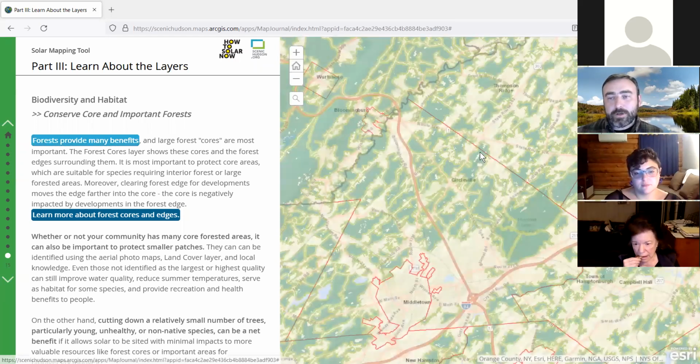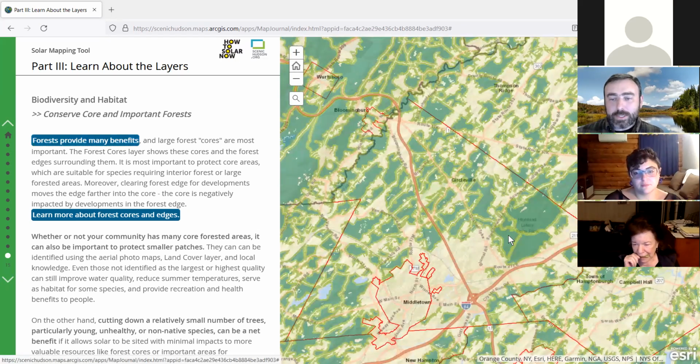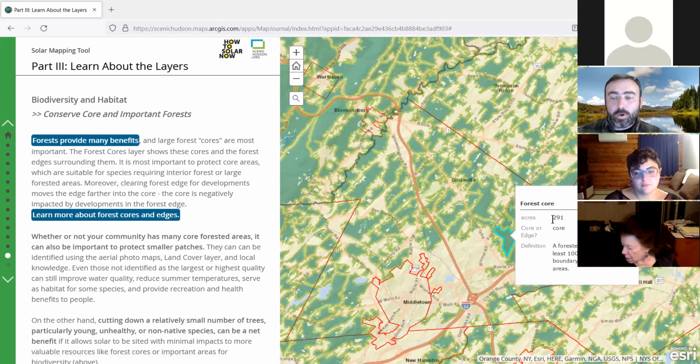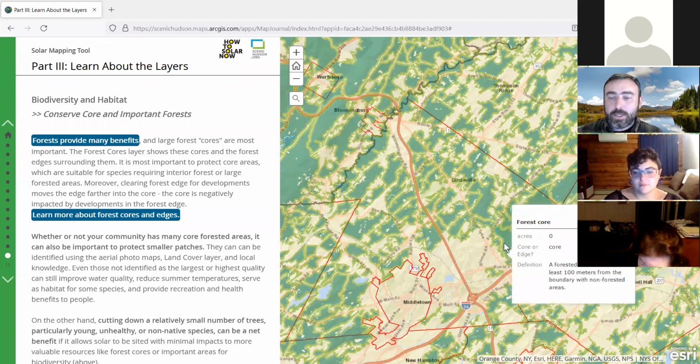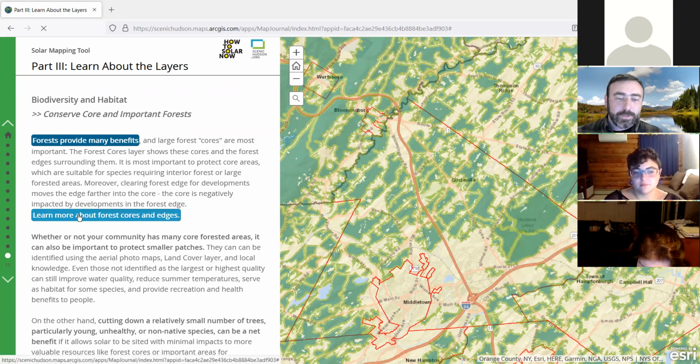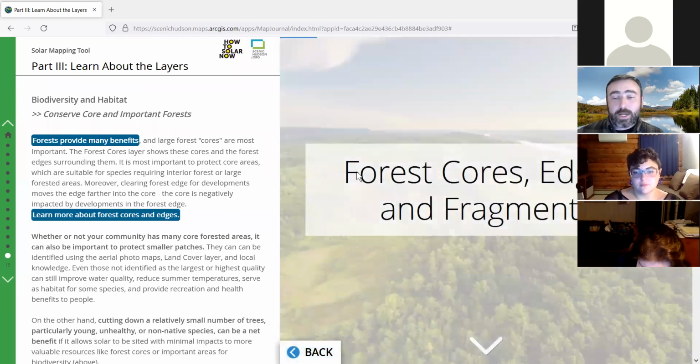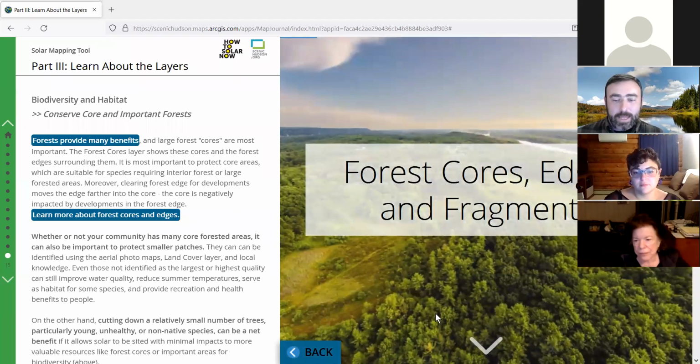And so the map we have here is showing our forest cores and edges. And if I click on a core, I'm going to get its acreage and then a little sort of quick reminder about what a core is versus an edge. And we also have an info dive that explains the core and edge concept a little bit better and how it might be impacted by solar.